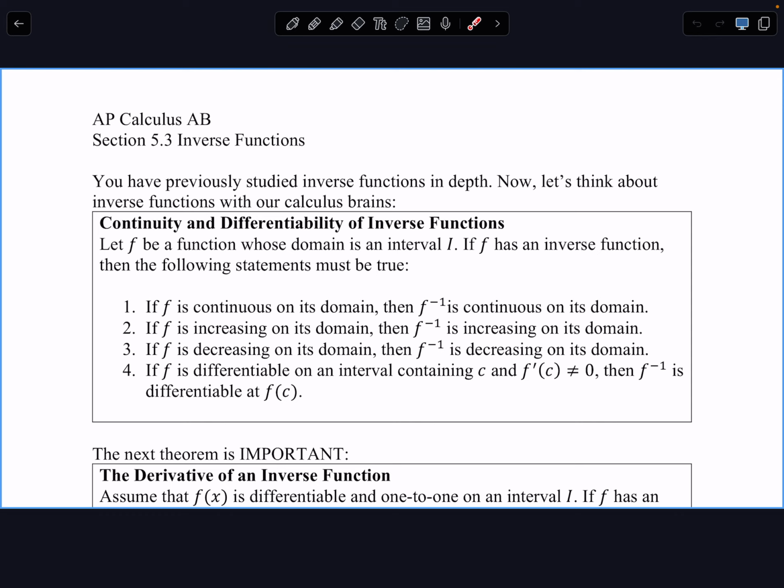A function can be one-to-one and not monotonic, but it would only be a piecewise function where that could happen. Let me double check something real quick. I don't want to give you the incorrect statements. I'm consulting your textbook.